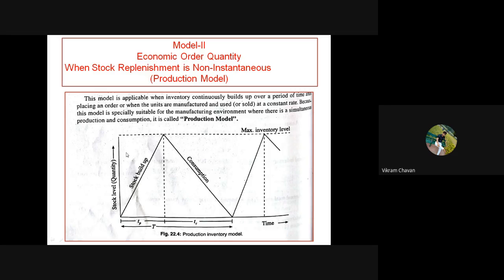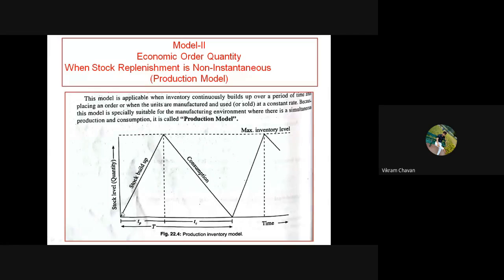Now here we can say that the stock level quantity is on the y-axis, and over the x-axis the time period is provided. The consumption or the production is continuous during the cycle time period t. Now here we are considering that the order is placed and inventory starts building up.